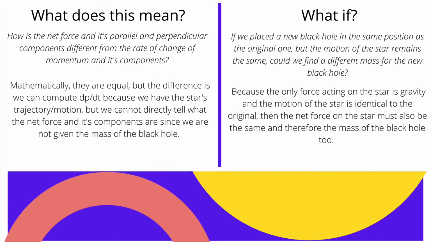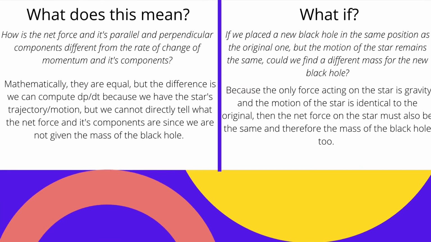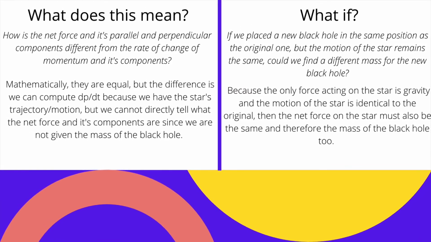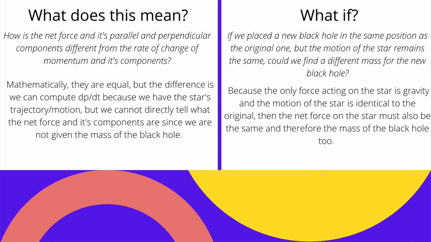So what does this mean? How is the net force and its parallel and perpendicular components different from the rate of change of momentum and its components? Well, mathematically, they are equal, but the difference is that we can compute dp/dt because we have the star's trajectory in motion, but we cannot directly tell what the net force and its components are since we are not given the mass of the black hole. We are basing the net force and its components on the trajectory of the star's motion.